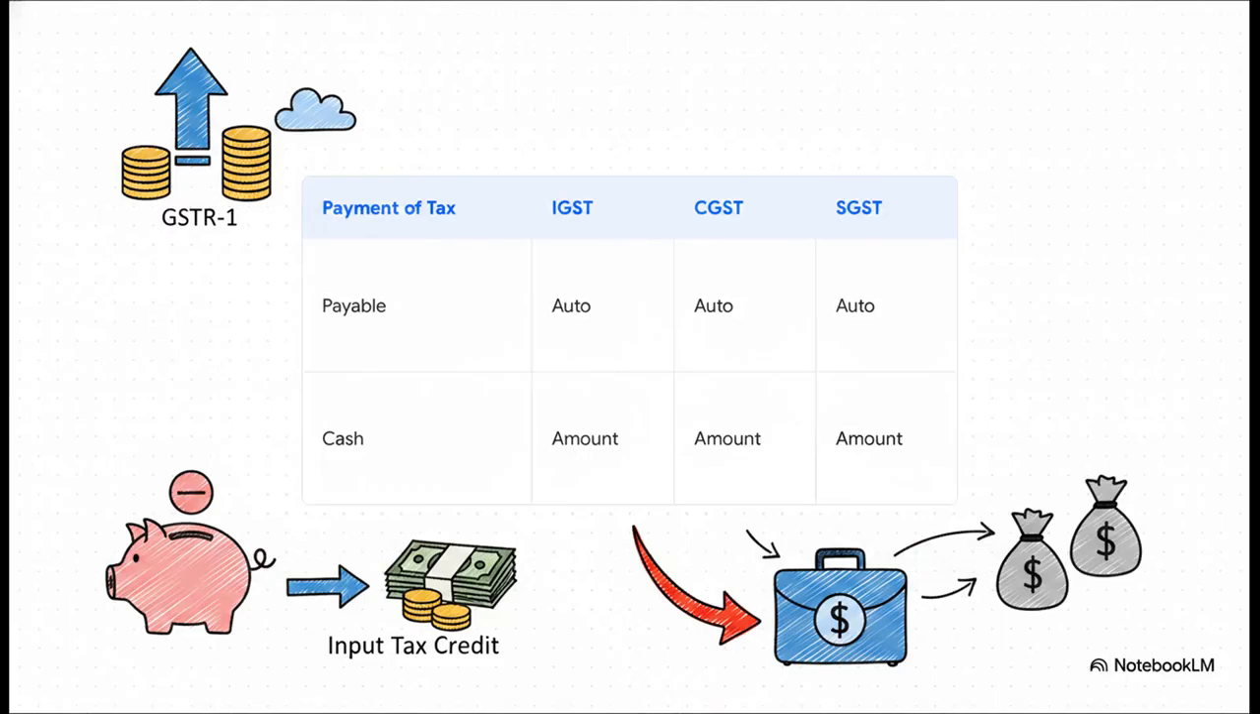As you scroll down to Section 6, the Payment of Tax table reveals exactly how much you owe in cold, hard cash. The system takes your total tax payable, which it pulled straight from your GSTR1, and subtracts any input tax credit you entered up in Section 4. The resulting number down in the bottom row, tax to be paid in cash, is the exact amount you need to transfer to the government across those IGST, CGST, and SGST columns. No complex math required on your end.